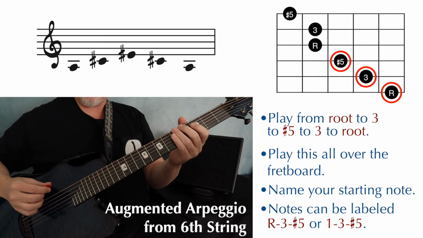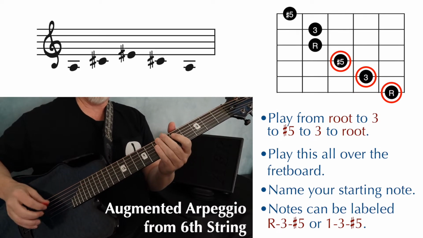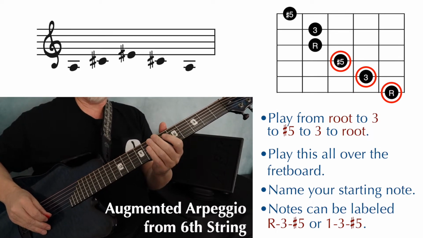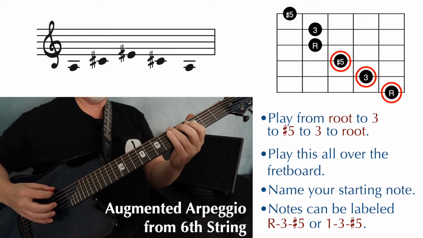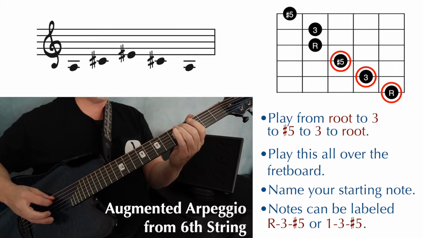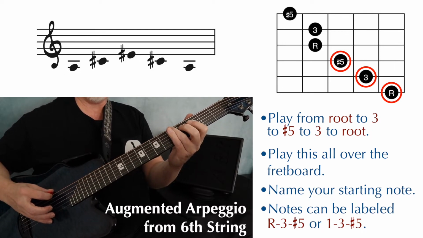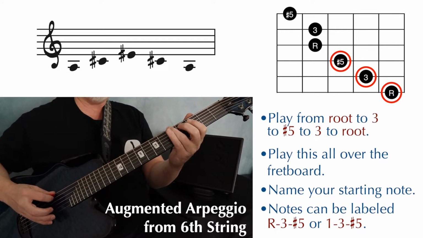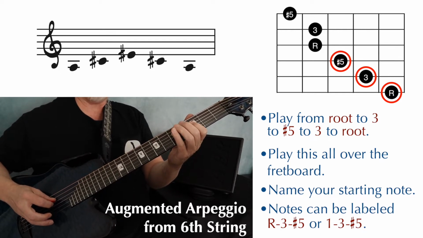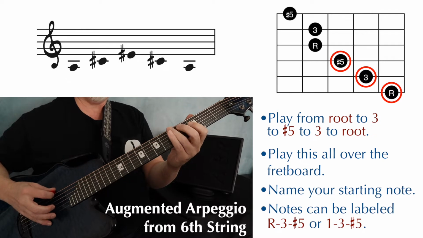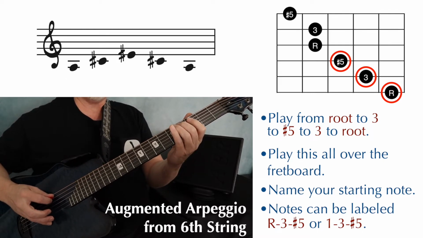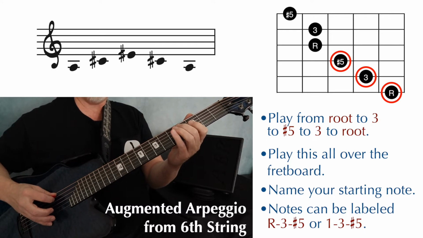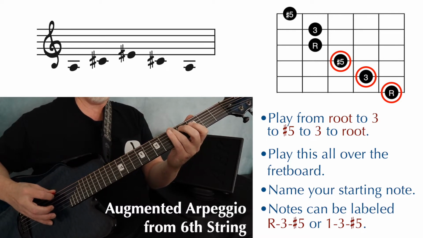Our first set of 3 notes is going to start on the 6th string. This will be an A augmented arpeggio because we're starting on string 6, fret 5. And you can finger this 3, 2, 1, 2, 3. You label that root, 3, sharp 5, 3, root. Or you could call it 1, 3, sharp 5, 3, and 1.